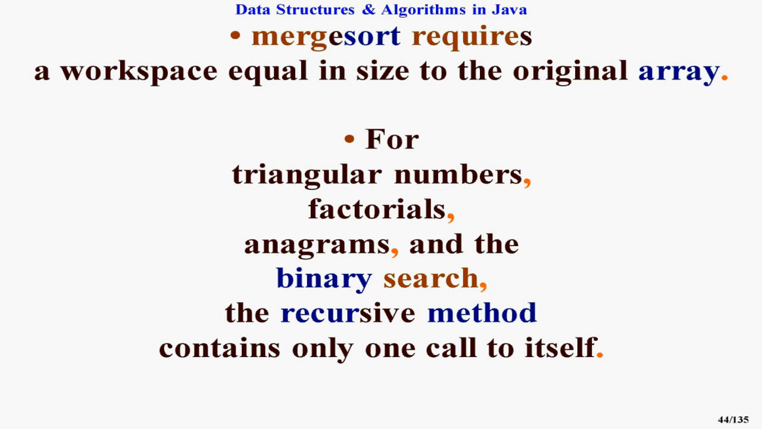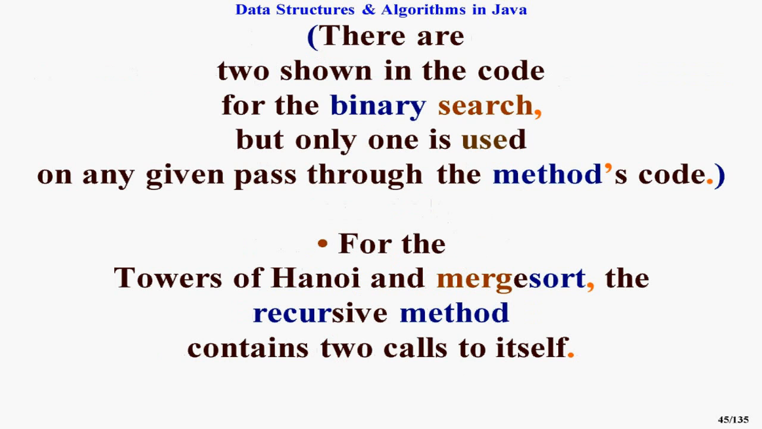For triangular numbers, factorials, anagrams, and the binary search, the recursive method contains only one call to itself. There are 2 shown in the code for the binary search, but only one is used on any given pass through the method's code. For the Towers of Hanoi and mergesort, the recursive method contains 2 calls to itself.